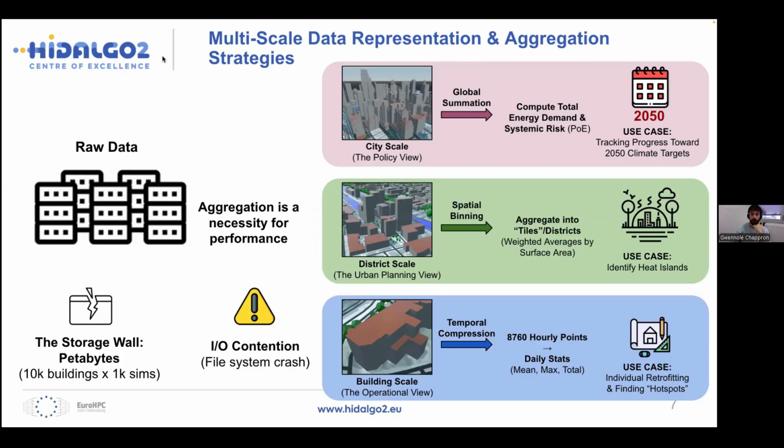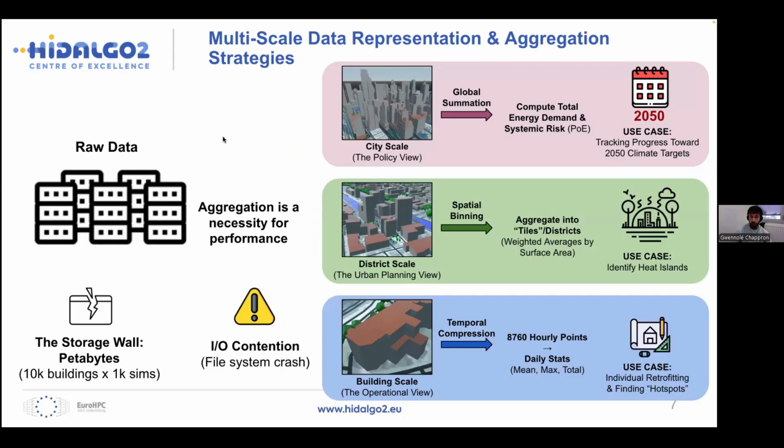For this, the use case is to find the hotspots in the city and to see which buildings will need retrofitting inside the city. And of course, as we are running ensemble simulations, we can have for each building a certainty. We can quantify the uncertainty and say to which degree we are sure that this building will need retrofitting.